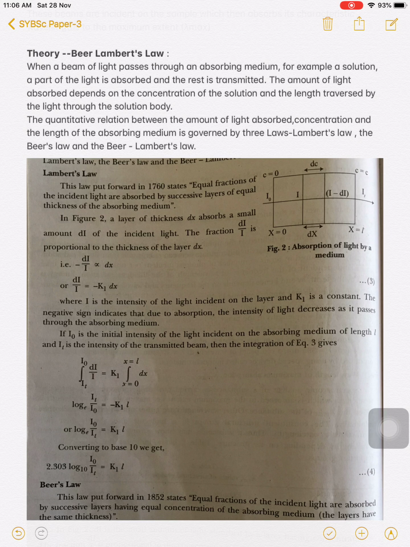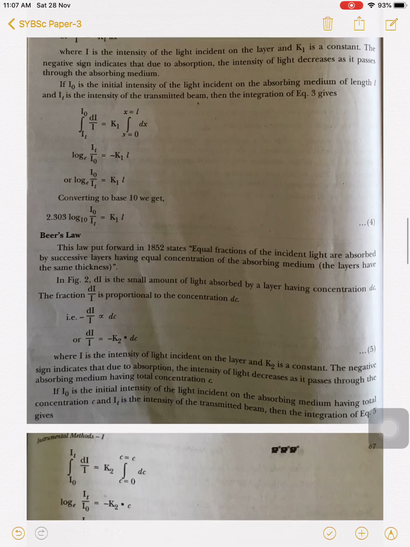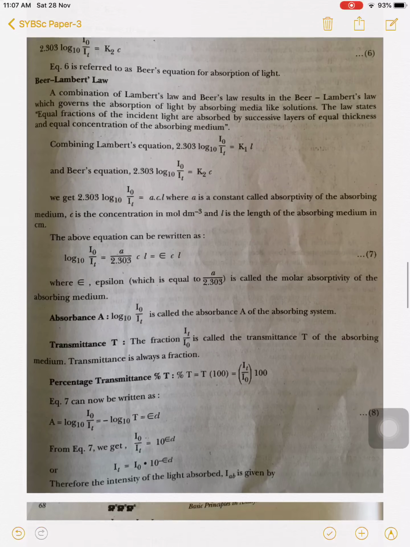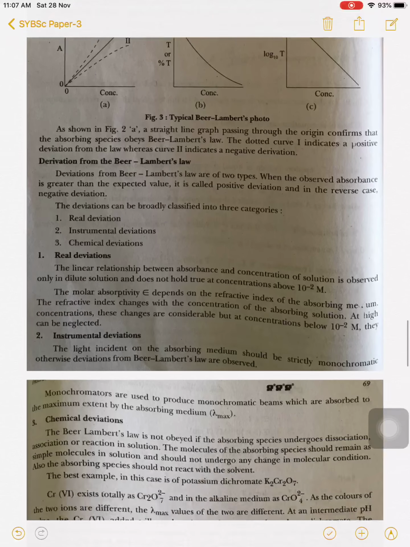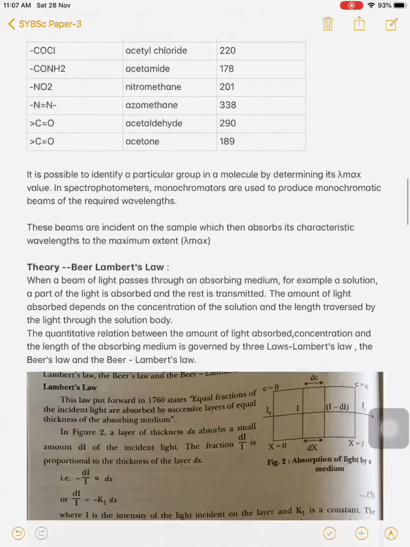From the topic instrumental methods, we are going to study the third point, that is Lambert-Beer's law. In this point we will study the statement of Lambert-Beer's law, the derived equation, and the problems which are given in this topic. Let's begin with the statement.